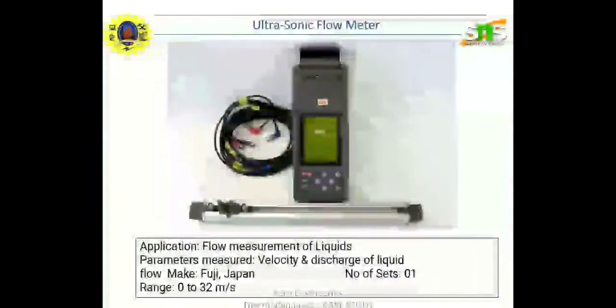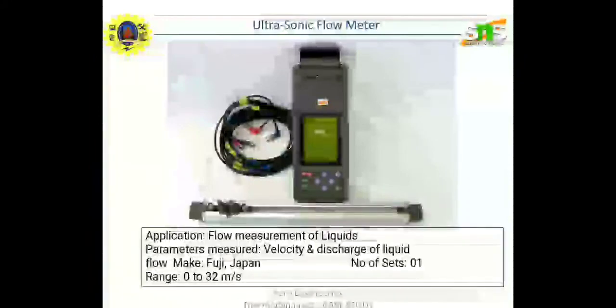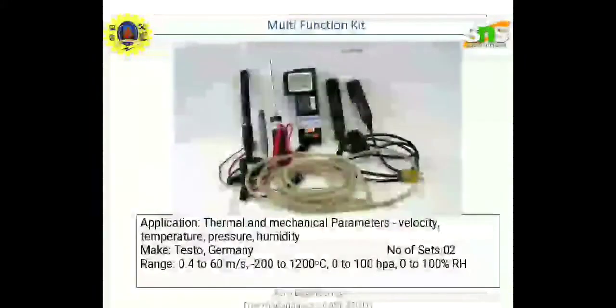This is the ultrasonic flow meter. Its range is 0.02 to 32. Number of sets given is 1. It's made in Japan. Flow measurement of liquid is the application. And the next one is the multifunction kit.